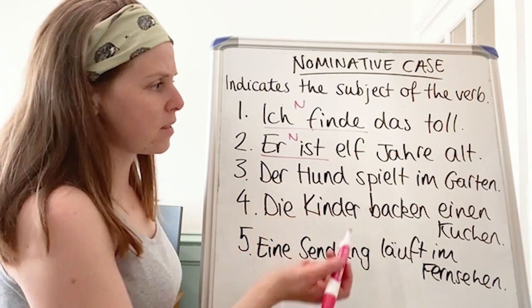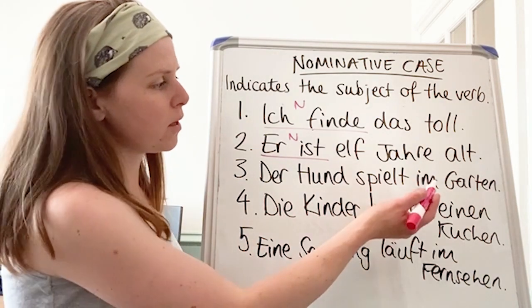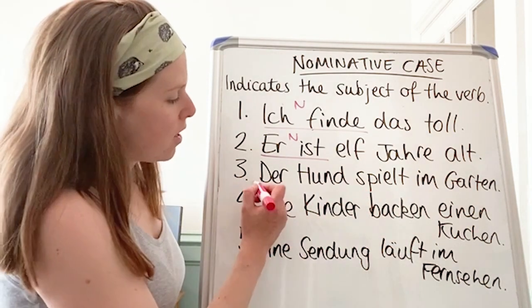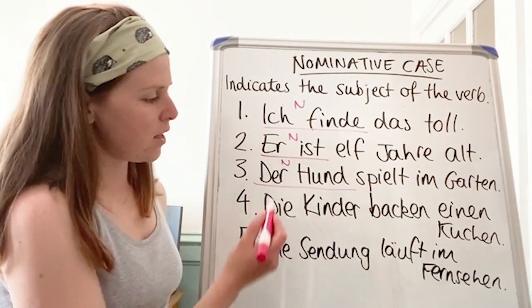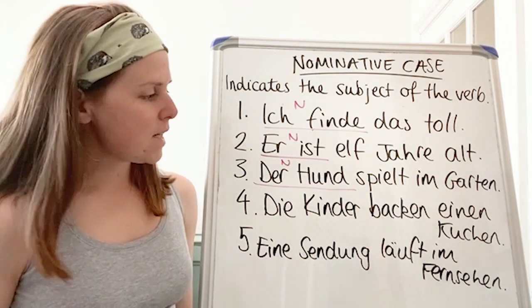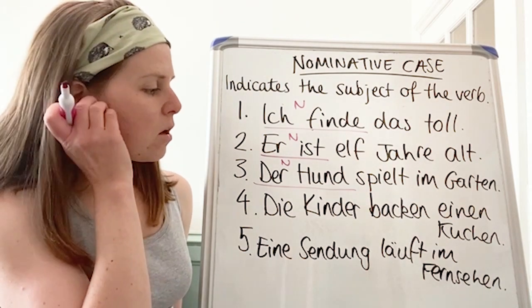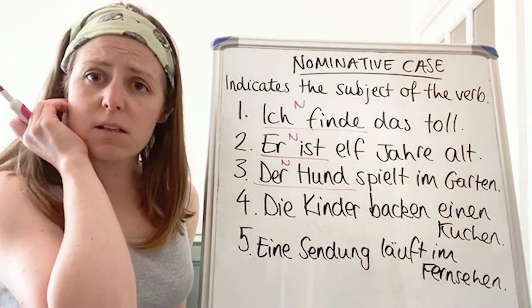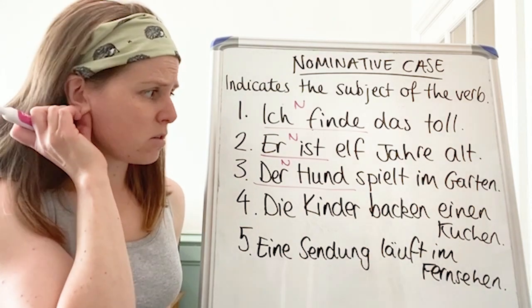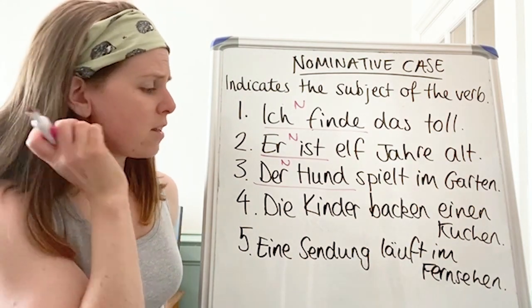The dog plays in the garden. Who's doing the playing? Well, the garden's not playing in the dog. So here's this one here. Okay, remember we've got our der. Die Kinder backen einen Kuchen. The children bake a cake. Well, who's doing the baking? Is the cake baking the children? No. The children are baking the cake.